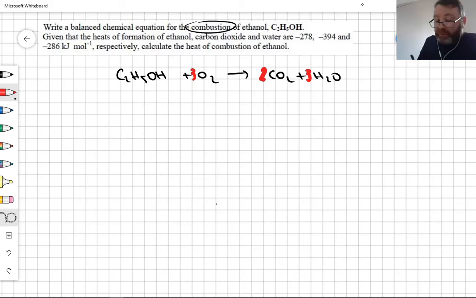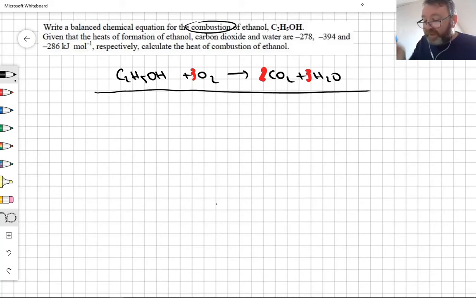Okay. Now, let's see what we're told next. Given that the heats of formation of ethanol, carbon dioxide and water are minus 278, minus 394 and minus 286, calculate the heat of combustion of ethanol. So let's go through that 5-stage process of using Hess's law. Number 1, write down what you are required to find. What are you required to calculate? Well, we are required to calculate the heat of combustion of ethanol.